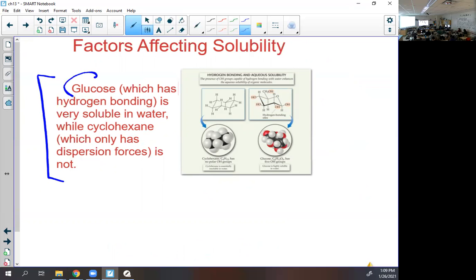Okay, glucose. That's sugar, right? We know sugar dissolves in water. That's because it has hydrogen bonding. So does water. All right, so cyclohexane, which only has dispersion forces, is not. So the size, the length, and the hydrogen bonding are what makes sugar pretty good at dissolving.